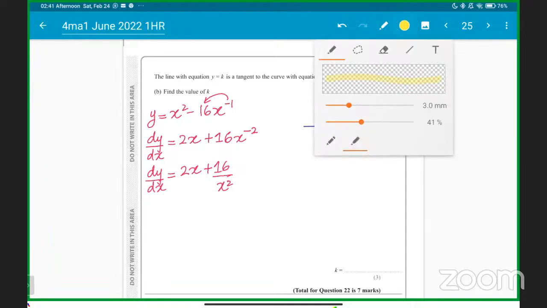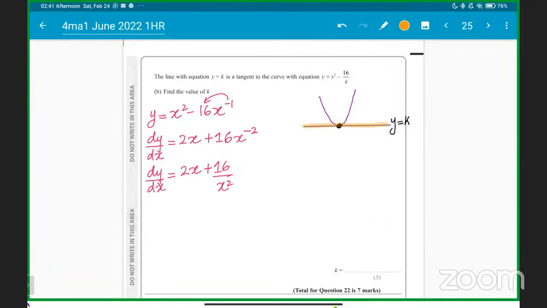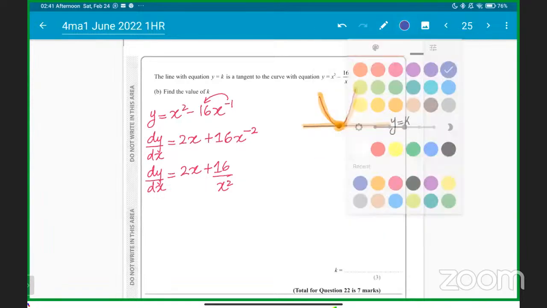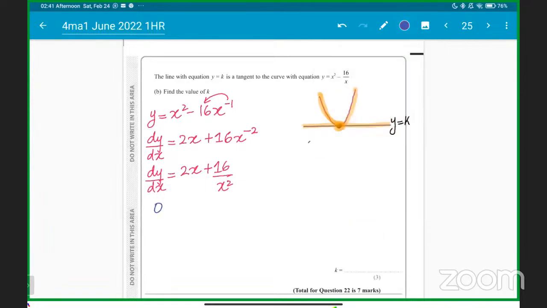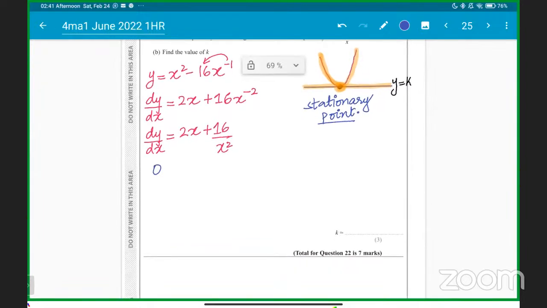Now the problem is, you can tell the examiner that at this stage, because it's a turning point, the gradient is decreasing and then the gradient is increasing here. At this point where the line y equals k is, we are going to have gradient 0. It's a stationary point as well. So you will have to first find out the x value, guys. Getting it? Following?